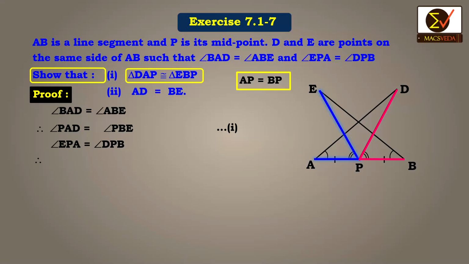Now what I try to do is, I try to add this angle to both these angles because these two angles are same. If I add this angle on both the sides, there is no net difference. So here I am adding this particular angle, that is angle DPE, on both the sides. So let us do that.